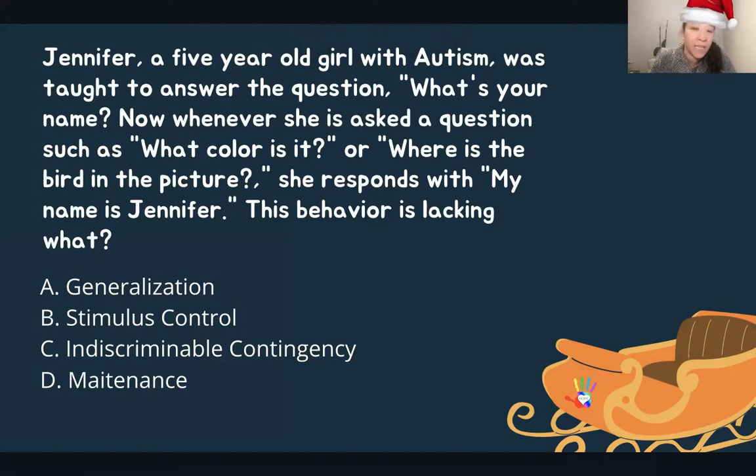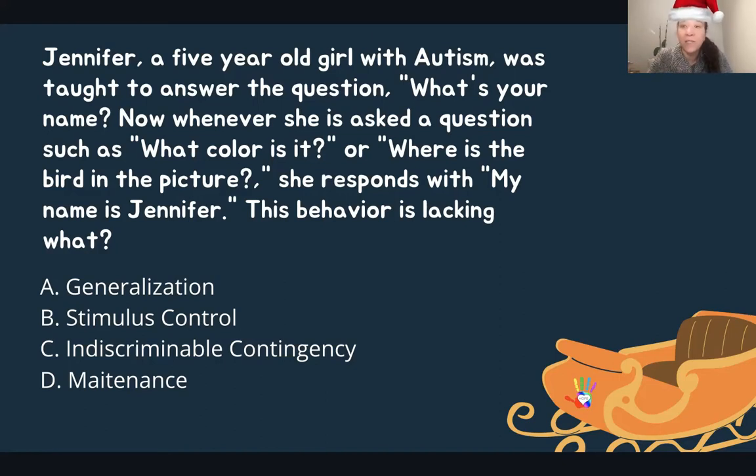Well, generalization. What is generalization? The idea that she can use the behavior with multiple people, multiple settings, right? She can respond slightly differently. There was response generalization. That is not what we're talking about here. So it's not generalization. Stimulus control. We know, right? The topic is stimulus control. So that's the answer. But stimulus control has to do with the fact that she's not engaging in the behavior only in the presence of the SD.